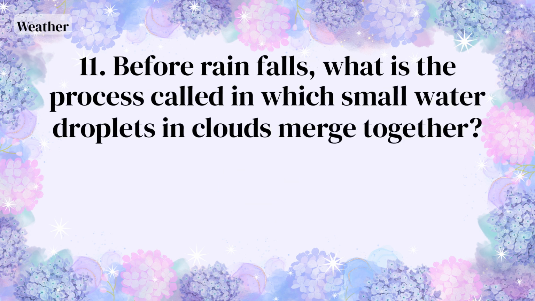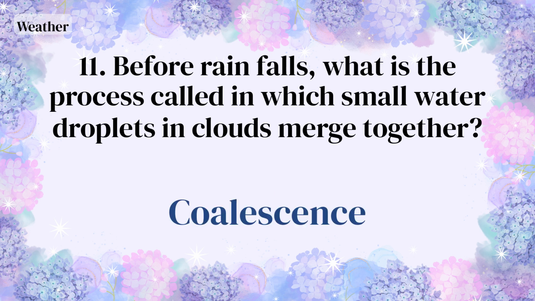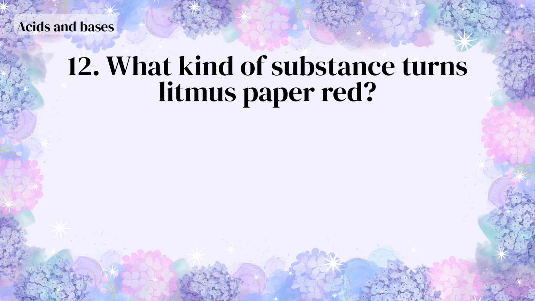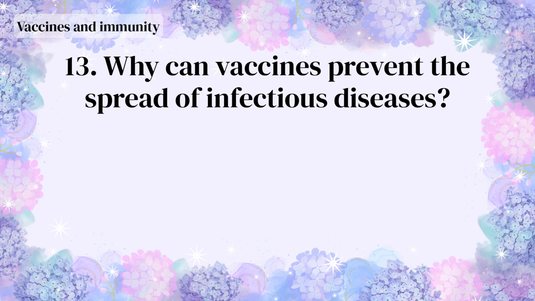Lipase. Before rain falls, what is the process called in which small water droplets in clouds merge together? Coalescence. What kind of substance turns litmus paper red? An acid. Why can vaccines prevent the spread of infectious diseases?